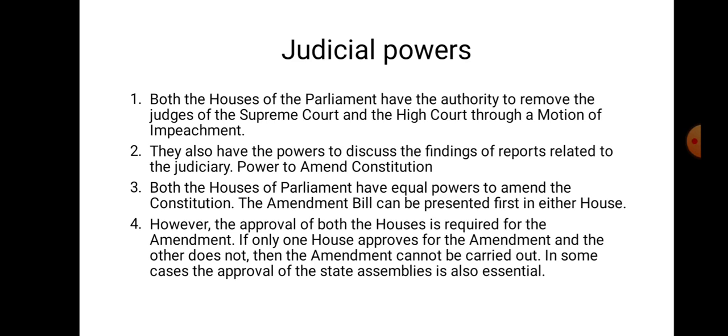In some cases, the approval of the state assemblies is also essential for amendment of the constitution. If the matter is relating to the state, then the state government legislature has to give the consent, then only that amendment bill carries out.